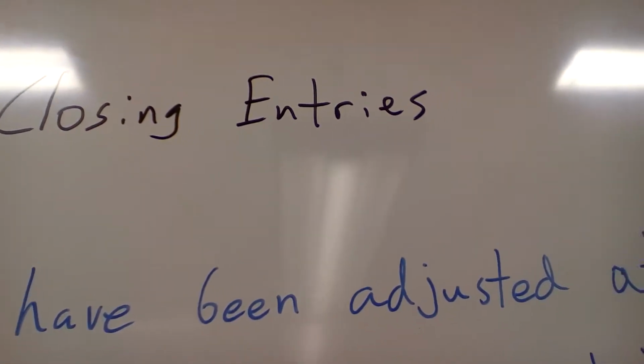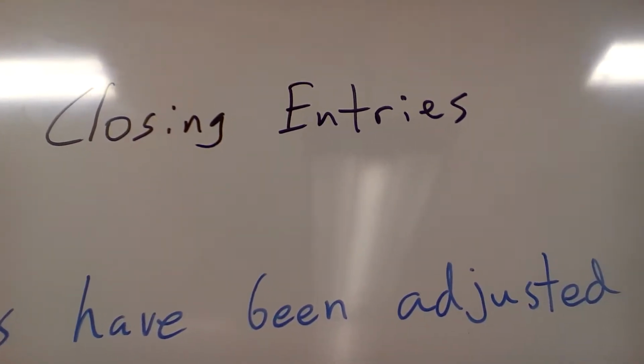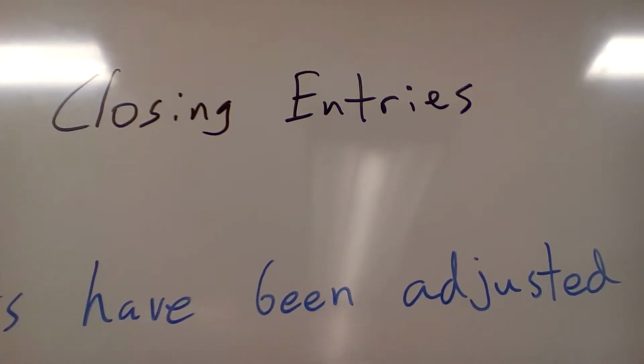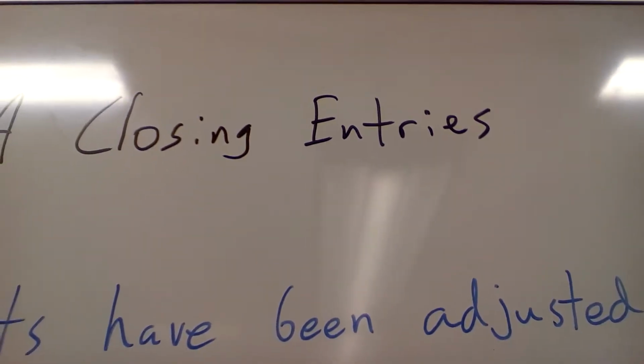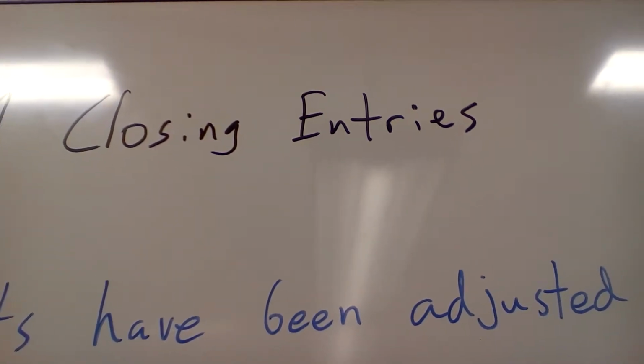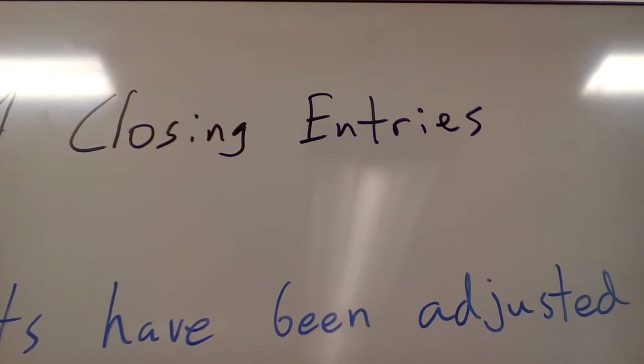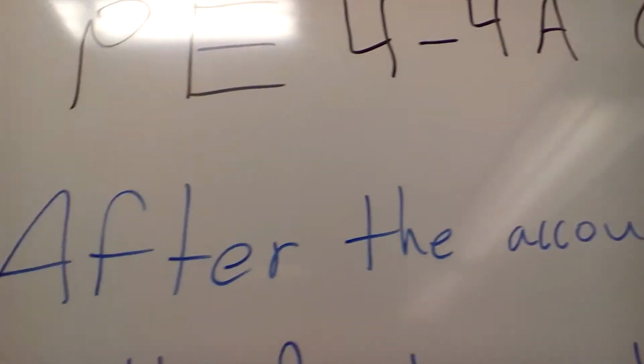Revenues and expenses get closed out to the capital account, whatever the capital account is. This will increase or decrease our capital account, which is where the net income goes. If we have a net income, it raises our capital account. If it has a net loss, it lowers our capital account.